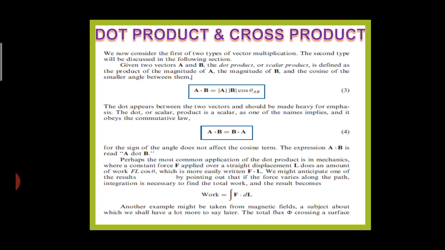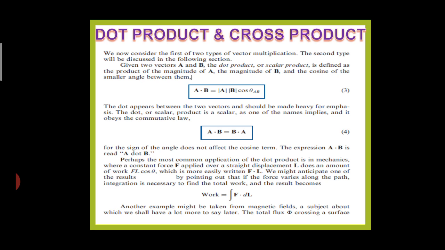Here A means magnitude of A bar, B is equal to magnitude of B bar, and theta is equal to the angle between A and B. The sign of the angle does not affect the cosine term. The expression A dot B is read as A dot B.